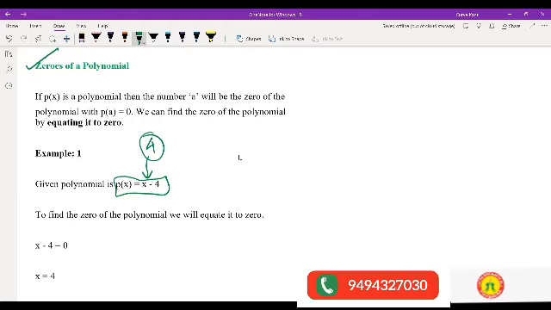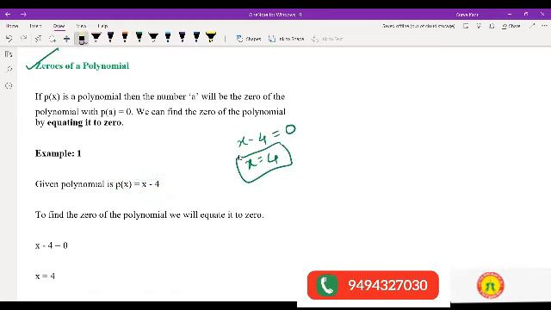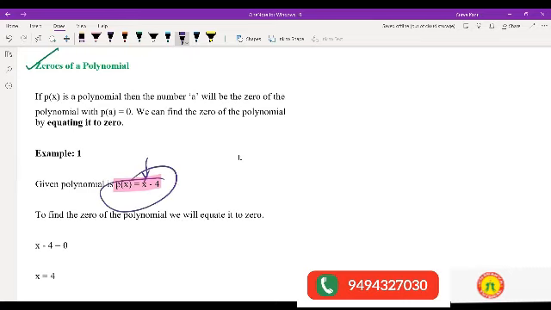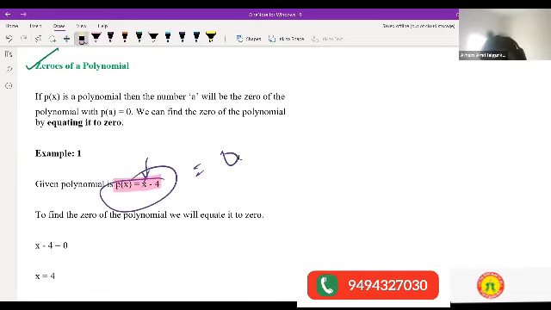So in place of x, we should write 4. How? x minus 4 should be equal to 0, so x is equal to 4. If you put x equal to 4, this polynomial becomes 0. If I ask you what is the zero of this polynomial, you say 4 is the zero of the polynomial. If I ask you to find the zero, you put in a value of x so that the whole polynomial becomes 0.